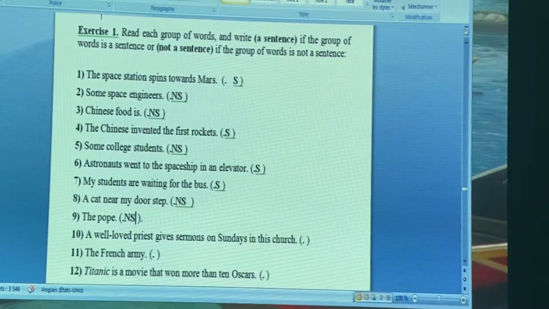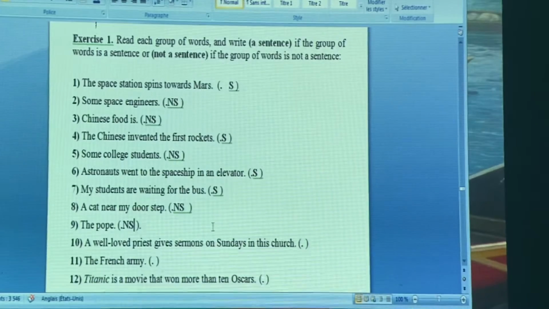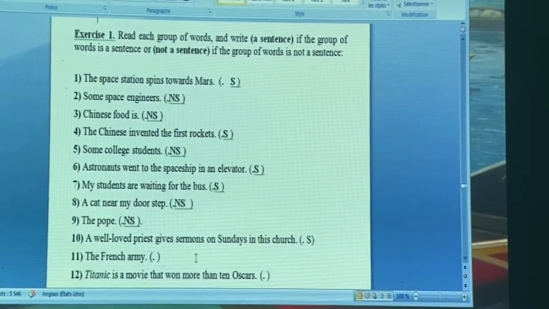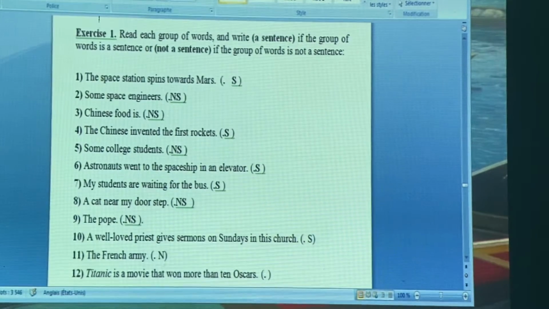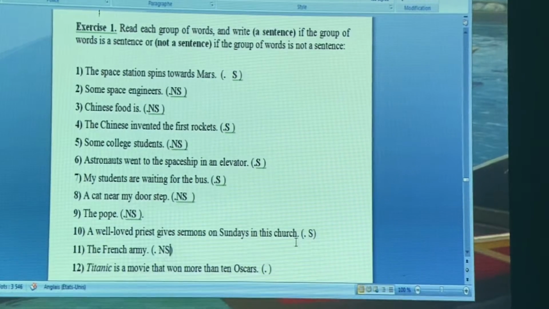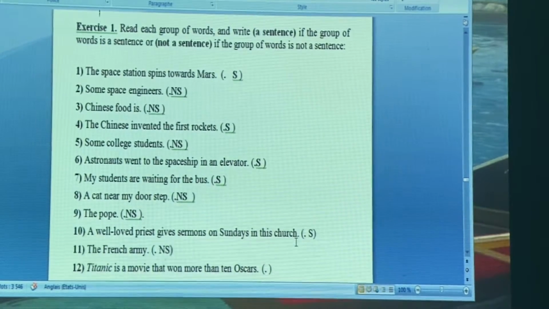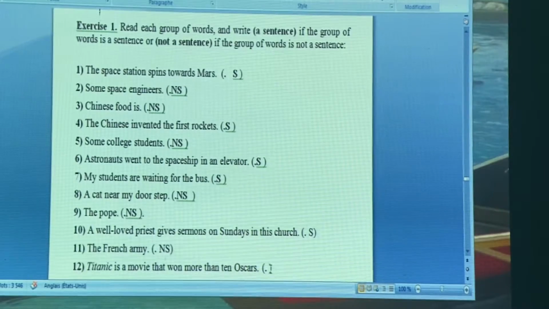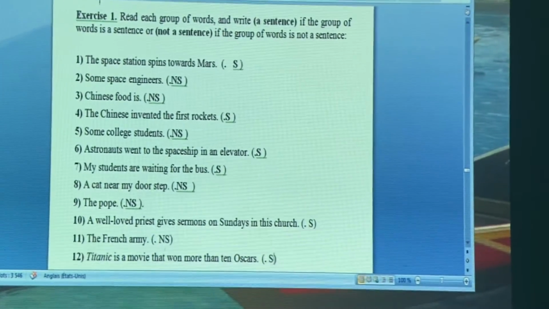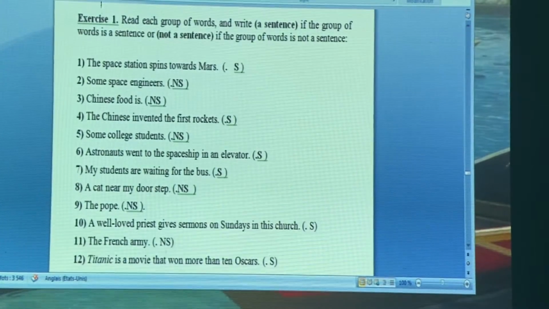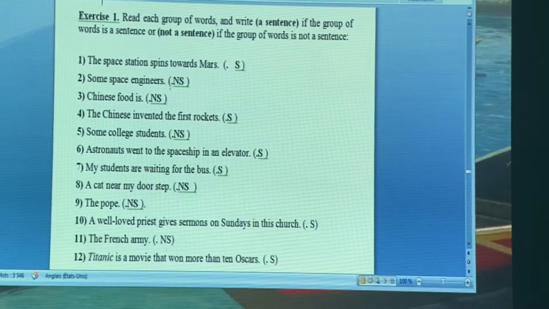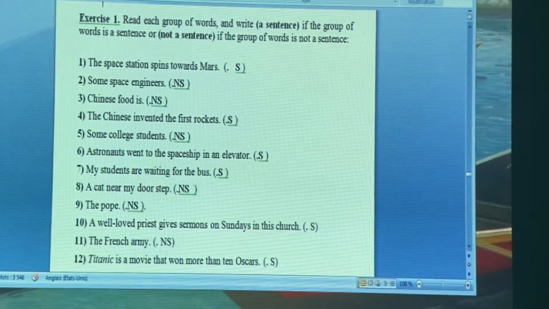A well-loved priest gives sermons on Sundays in this church. This is a sentence because it is complete. The French army. This is not a sentence. Something is missing. The other part of the sentence is missing. Titanic is a movie that won more than 10 Oscars. This is a sentence. So when sentences are complete, they are sentences. When something is missing, then they are not sentences. Please copy the answers.